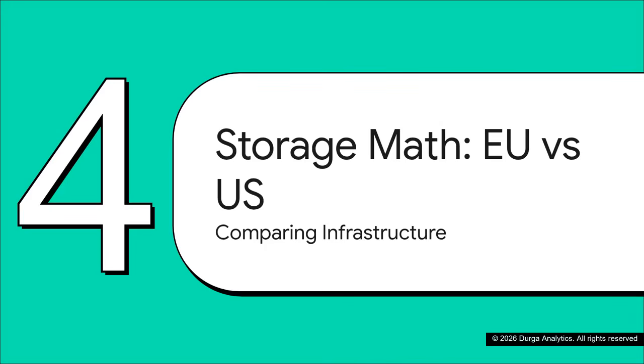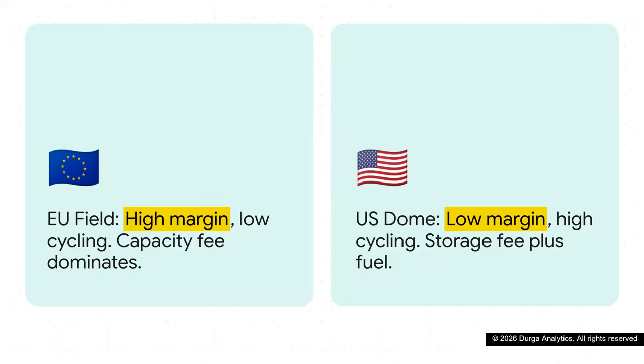Storage math. EU versus US. Because European and North American infrastructure are built differently, they fail in completely different ways. Take a standard European depleted field. It has a high normalized margin, but it's sluggish. You might cycle it once, maybe 1.5 times a year. Your dominant cost there is the capacity fee.